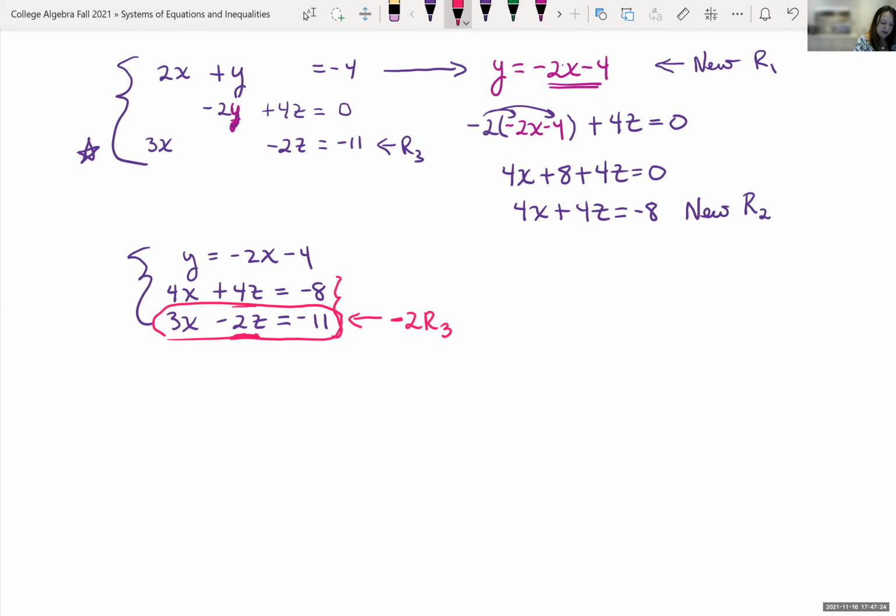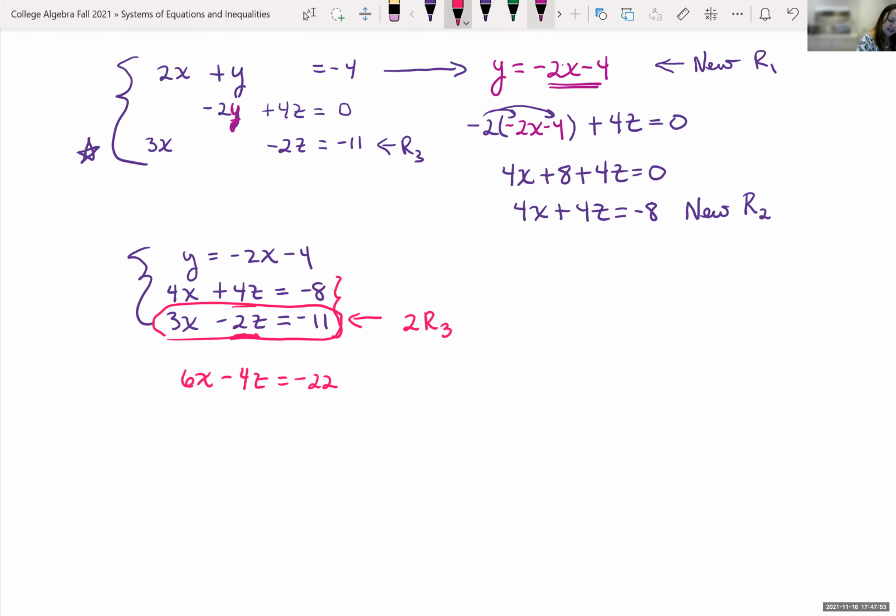So -2 times 3x is -6x. -2 times -2z is plus 4z. Oops, I don't want -2, I want +2, to make them opposite signs. Okay, so multiplying by +2, we get 6x - 4z = -22.